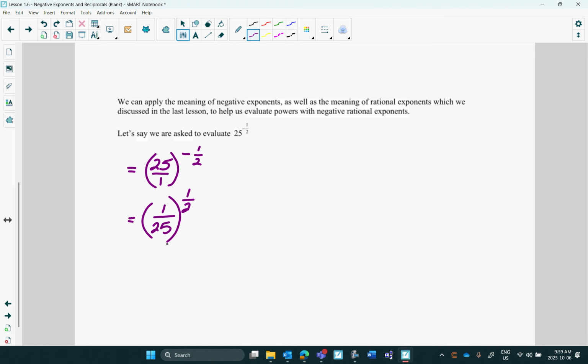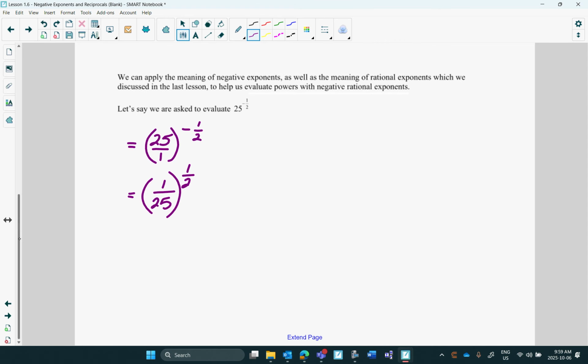Do you remember what to do now? Basically, 1 over square root 25. Yes. Remember, how do we change this? We've got to change it to radical, right? Remember how we did that? Well, the denominator is 2, so it's going to be the square root of 1/25. That's what we learned the last lesson. So what's the square root of 1 over the square root of 25? Done.